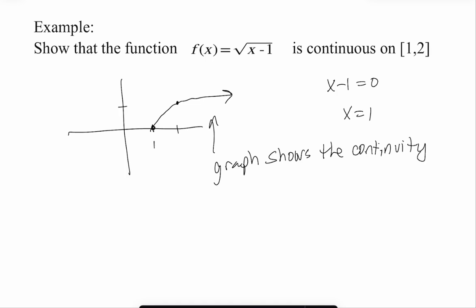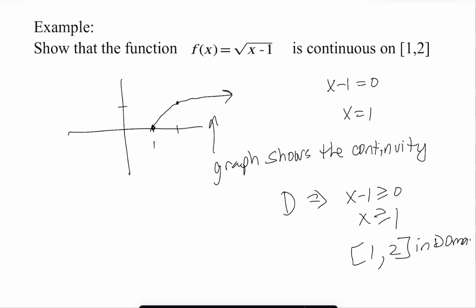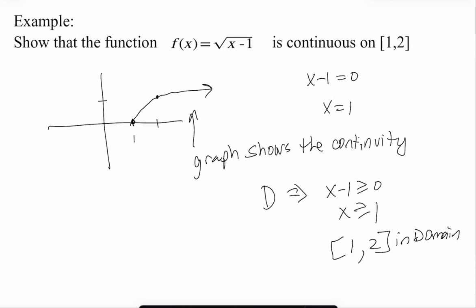So, sometimes you do have to rely on a graph, especially if it's an easy one. But if you think about the domain of this, it is where x minus 1 is greater than or equal to 0, or x is greater than or equal to 1. So that's one of those examples where 1 to 2 is in the domain. If you show what the domain is, we learn that root or rational functions and polynomials, all of those things, if it's a member of the domain, it's continuous. 1 to 2 is in the domain. So that is another way to verify it.